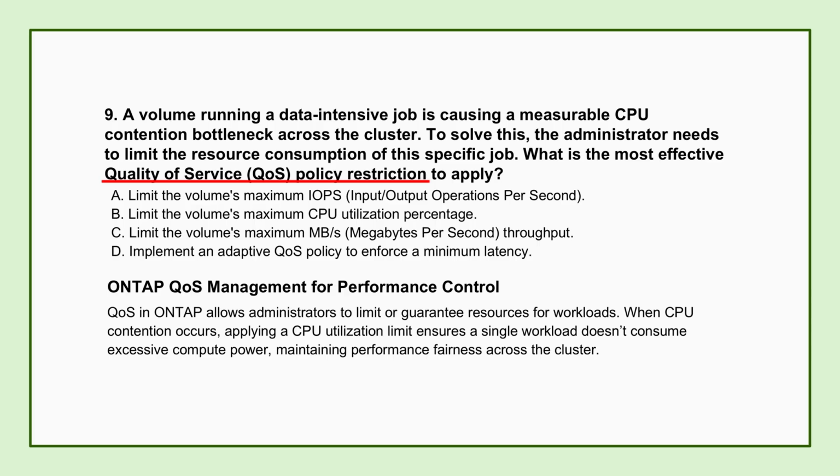Good question, because you could limit IOPS. Right. Or throughput. Right. But if the problem is CPU cycles... Those might not help much, or could even just starve the process weirdly. Exactly. To directly address the CPU contention, the most effective QoS control is to limit the volume's maximum CPU utilization percentage. You're putting a cap specifically on how much processing power that workload is allowed to consume, freeing up CPU for other things. Match the control to the resource constraint. Limit CPU for CPU problems.